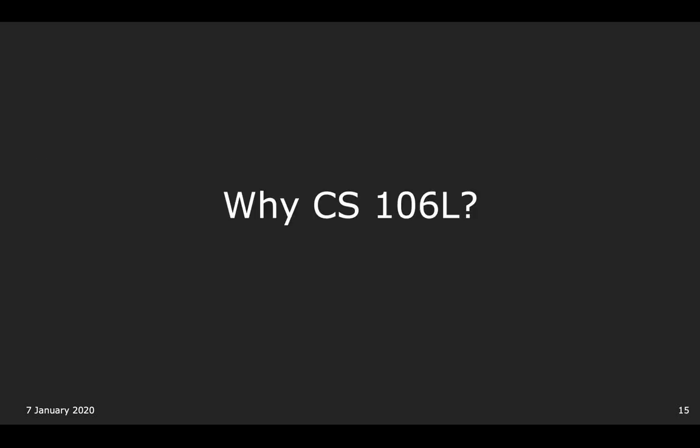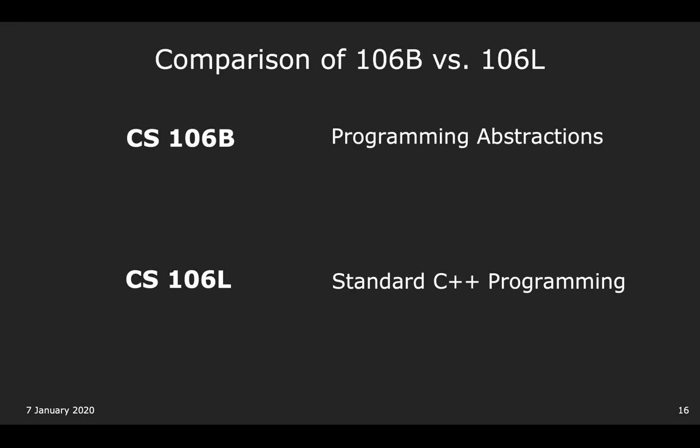But now you want to ask, okay, well clearly C++ is important. Why do you want to take 106L? Doesn't 106B teach C++? So we're going to do a quick comparison of what 106B is and what 106L is. 106B is called programming abstractions. You'll notice that C++, the language, is not written in the name. C++ is not the most important aspect of 106B. The goal of 106B is not to just learn C++. The goal of 106B is to learn programming abstractions.